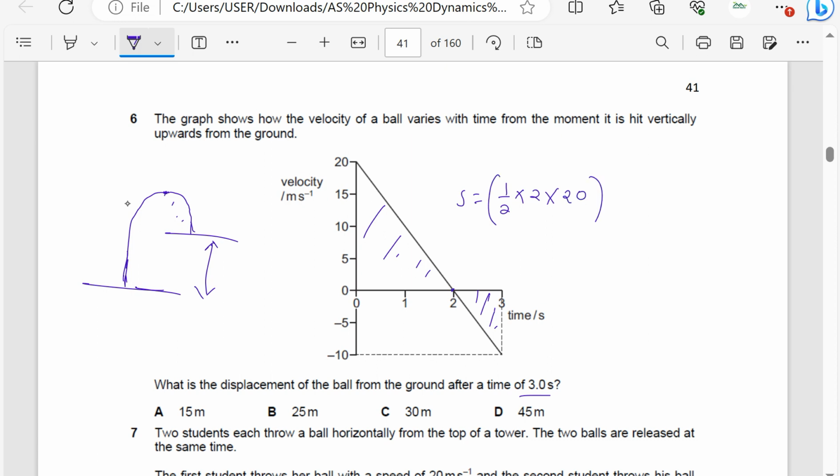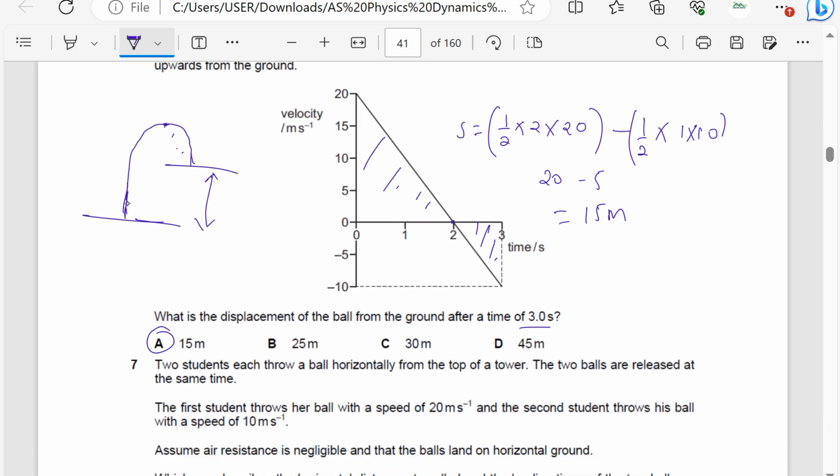Then we subtract the distance downwards when it is falling, which is a half times the base, which is 3 minus 2, that is 1, and the height, which is 10. So this gives me 20 minus 5, which is 15 meters. So the answer is A.